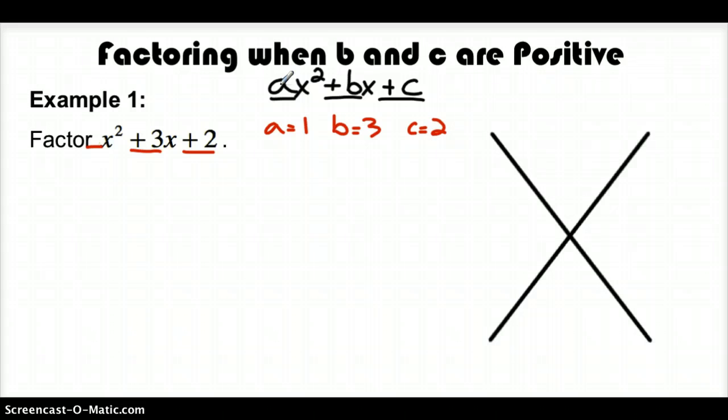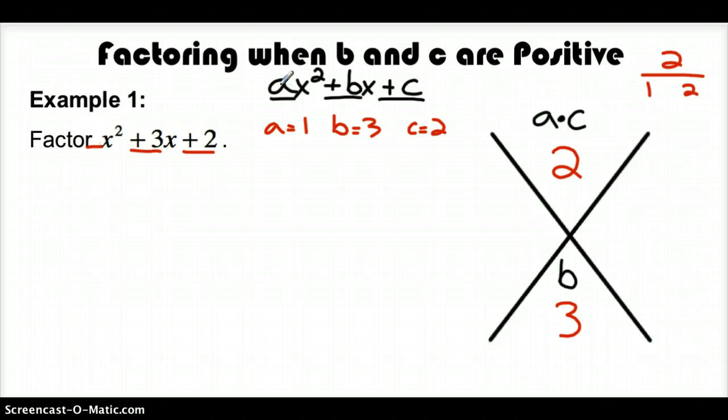Now remember, with this little chart we make, the two numbers that we get have to multiply to a times c, and they have to add to b, right? So a times c in this case, 1 times 2, these two numbers have to multiply to 2, okay? And they have to add to our b term here, which is 3, right? So again, in our heads we're thinking, all right, what two numbers multiply to 2 but add to 3? Okay, so what we can do here is write out all the factors of 2, and 2 is a prime number, right? So 1 times 2 is the only case that we have, right? So our numbers have to be 1 and 2, okay?